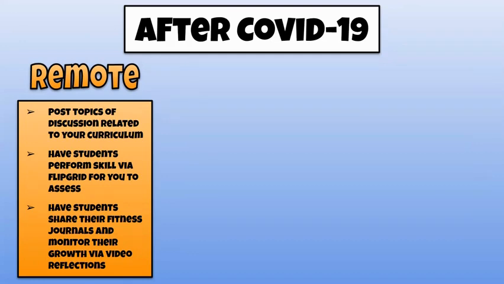You can also have students perform skills via Flipgrid to assess, kind of just how I did before, but just at home. So maybe we're doing underhand throw with a softball, and they are recording themselves at home, trying to give one successful video, and you can assess it that way, give them feedback. And you can have students share their fitness journals, monitor their growth, their video reflections. It's whatever you want to do with it. But those are just some ideas I had floating around in my head.